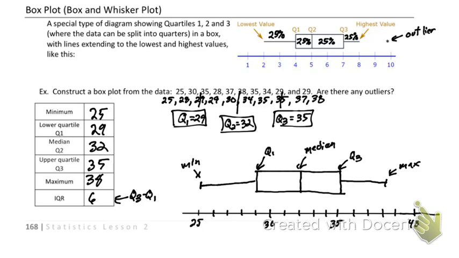Also, remember, 25% of your data is here, 25 is here, 25 is here, and 25% is here. No matter how big or small those lines are, it is 25% of your data. All right, questions for me?